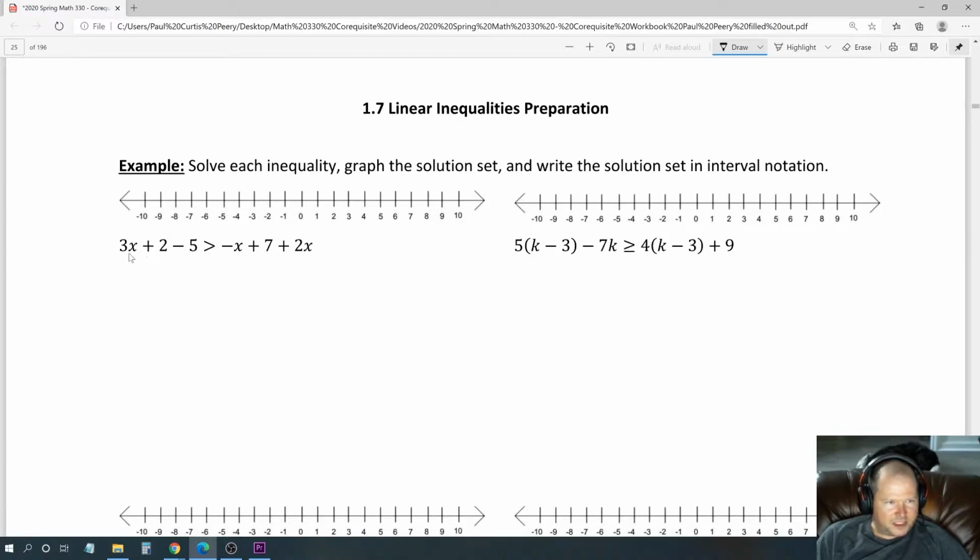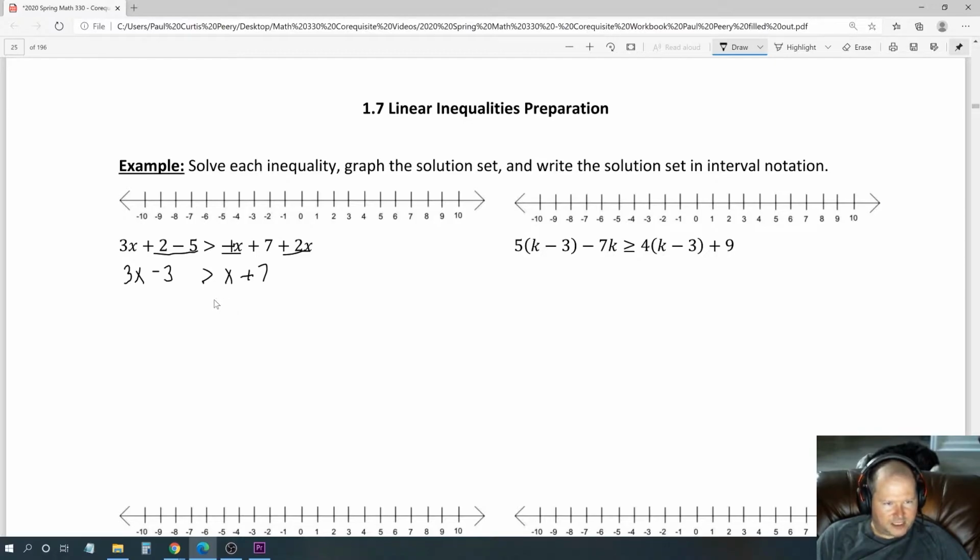Okay, so first step here is there are no fractions to get rid of. There are no parentheses to distribute within, but there are like terms to combine. So we're going to say 3x positive 2 minus 5 is going to give me a negative 3. On the right side, we have a negative x and we have a positive 2x. So negative 1 plus 2 is going to be a positive 1. So we have positive 1x plus 7.